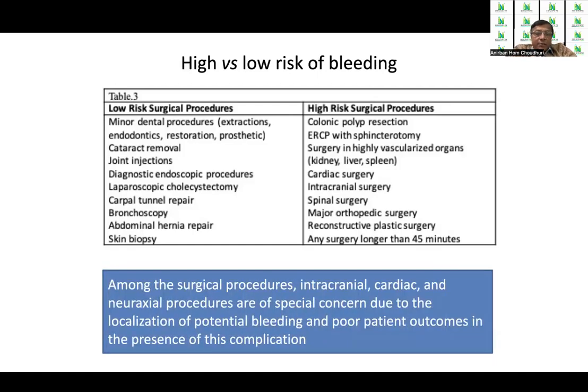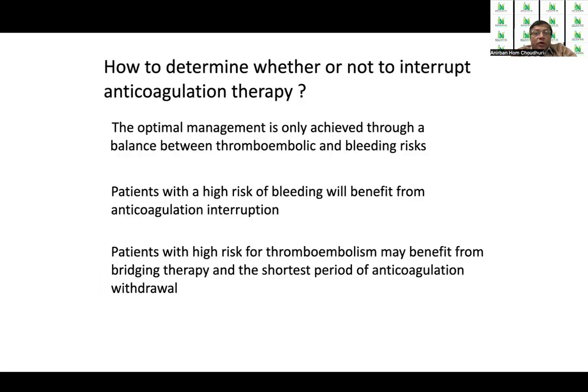Among the surgical procedures, intracranial, cardiac, and neuraxial procedures are of special concern because of the localization of the potential bleeding to a particular compartment and poor patient outcomes in the presence of this complication. So this is also an important consideration in such patients.